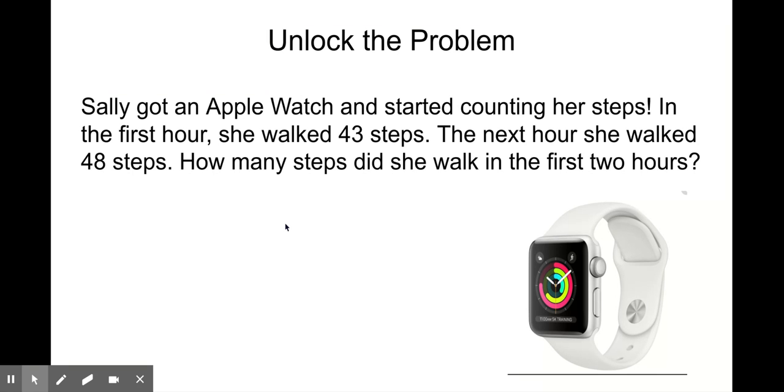Let's take a look at our Unlock the Problem. Sally got an Apple Watch and started counting her steps. In the first hour, she walked 43 steps. The next hour, she walked 48 steps. How many steps did she walk in the first 2 hours?